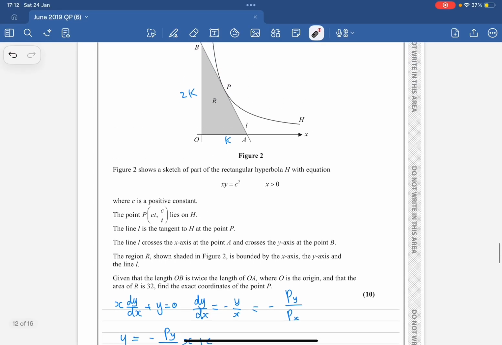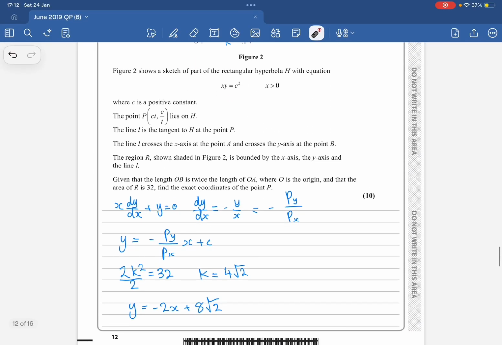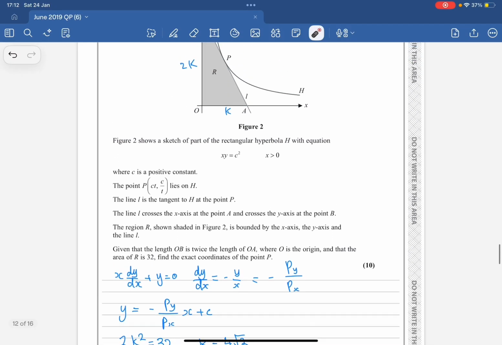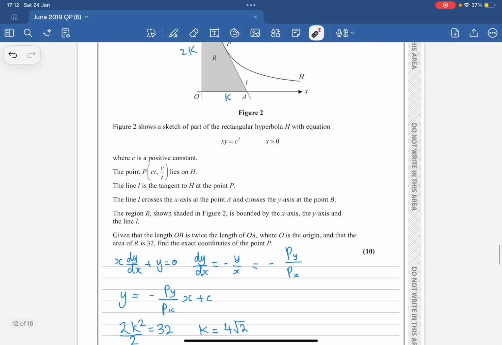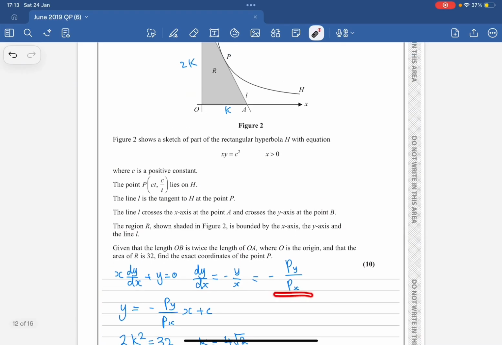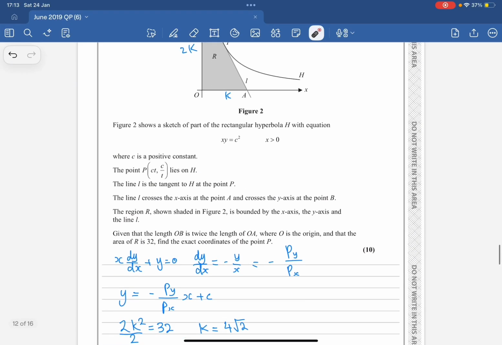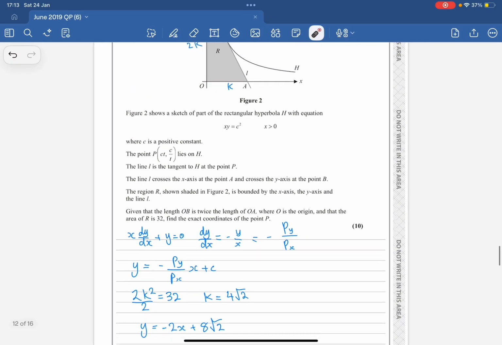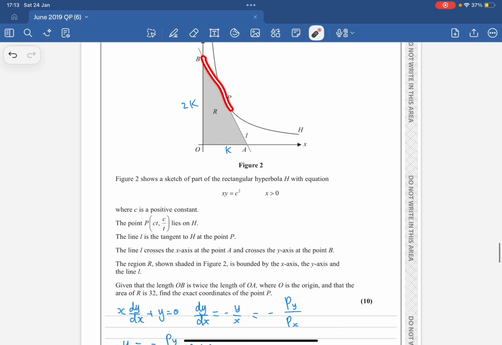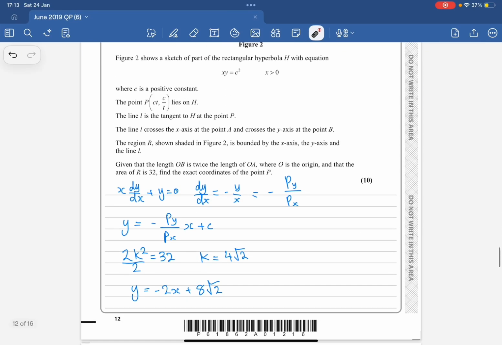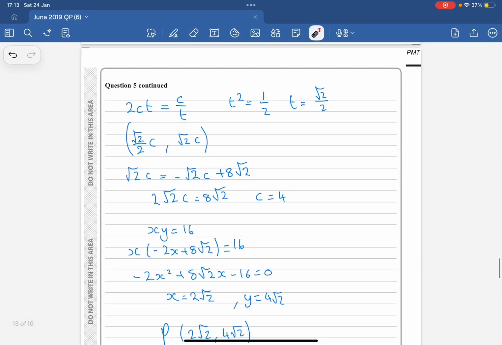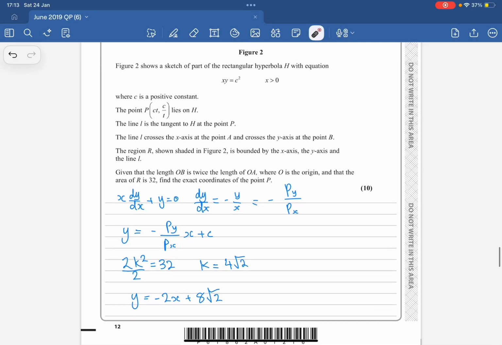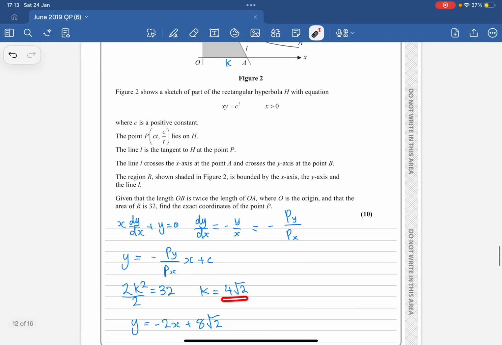So first thing to consider, if we want to find the gradient of this tangent, I'm not really sure if we have to do this, but it's fine, we can do it. So dy over dx, differentiating implicitly and using the product rule, we just get dy over dx is minus y over x. So at the point P, it's minus py over px. We don't really have to use that, to be honest. And we also know the area of this triangle here is going to be given by k squared, because it's 2k times k over 2. So that tells us that k squared is 32, and k is 4 root 2.